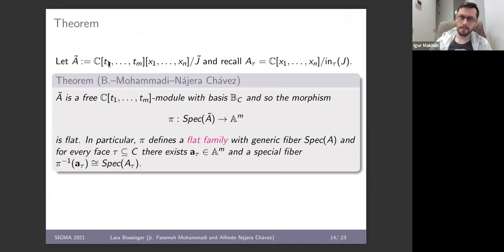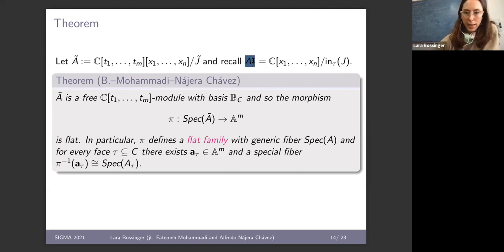By A tilde from now on, I will denote the quotient of the big polynomial ring by this lifted ideal. Recall that A tau was my notation for the quotient of the small polynomial ring by any initial ideal with respect to a cone tau. The theorem is that, as expected, A tilde is a free C[t1,...,tm] module with basis B_C. That was the standard monomial basis for the cone C. To be precise, A tilde should carry C, and more precisely the selection of rays, in its notation, but I'm dropping this for simplicity.